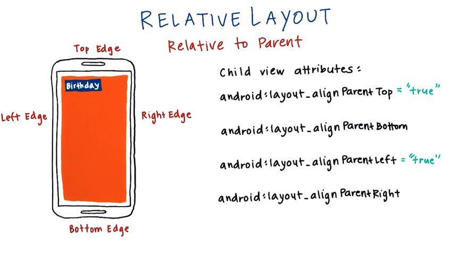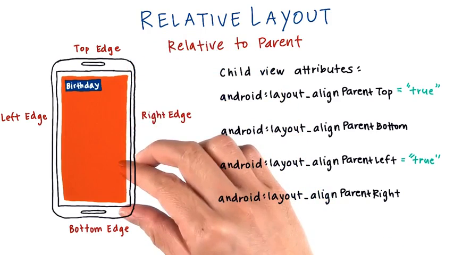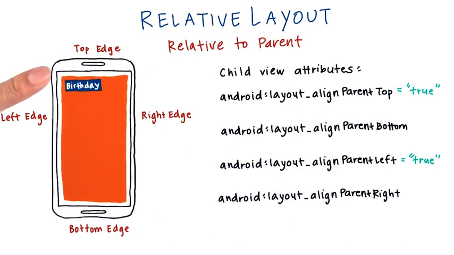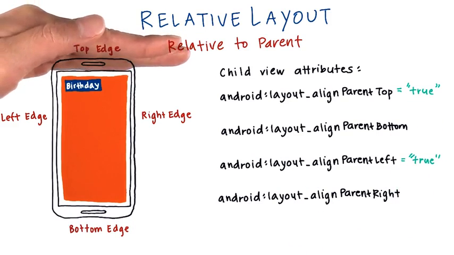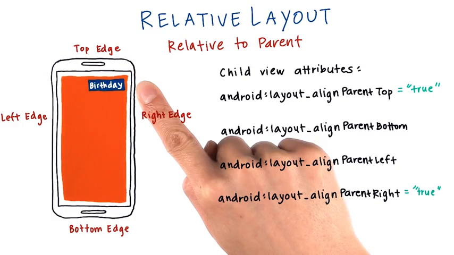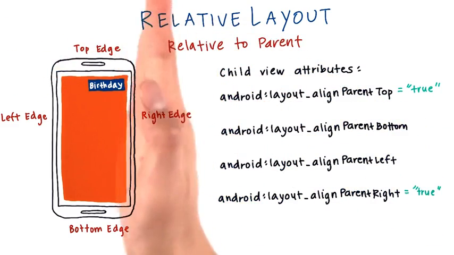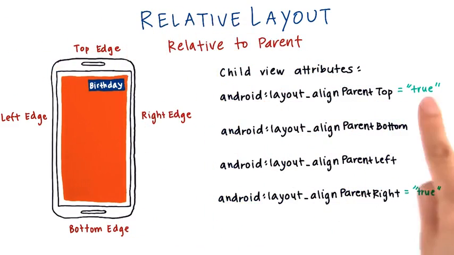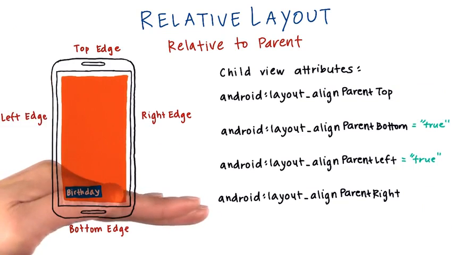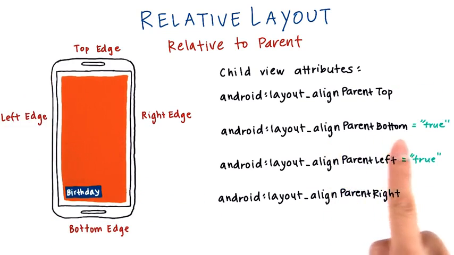In addition to positioning a child at the top portion or bottom portion of the screen, you can also do specific corners. If we want to position the birthday text view in the top left corner, we say align parent top to be true, and then align parent left to also be true. To position a view in the top right corner, we want to align it to the parent's top edge and right edges. So align parent top equals true and align parent right equals true. For the bottom left corner, we're aligned to the parent's left edge and bottom edge. So we say align parent bottom equals true and align parent left equals true.